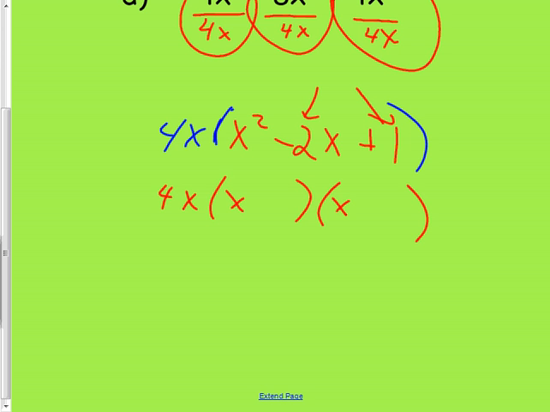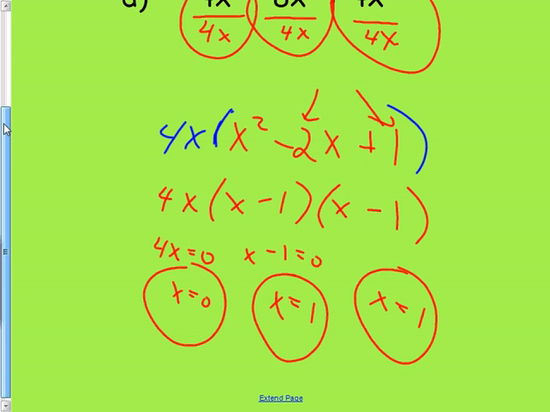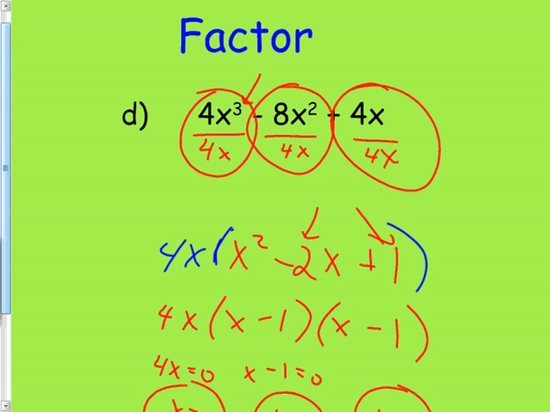Multiplies to 1 and adds to -2. -1 and -1. So are there 3 answers this time? Yes, but it's kind of weird. This one's 4x has to equal 0, so x has to equal 0. X plus 1 has to equal 0. No, x minus 1. X minus 1 has to equal 0, so x must be 1, and the other one's x must be 1. How is that 2 answers? It's a double root. So there's 3 answers, just like I would expect it.